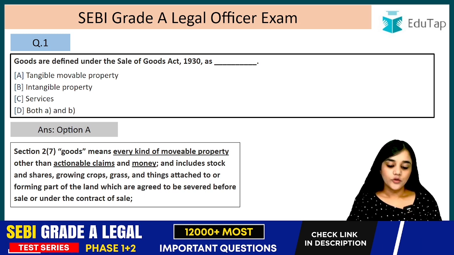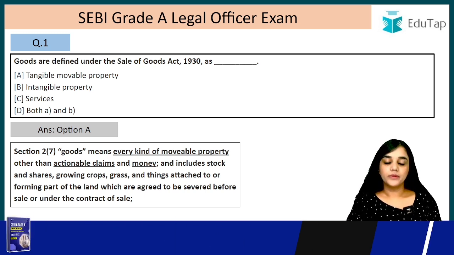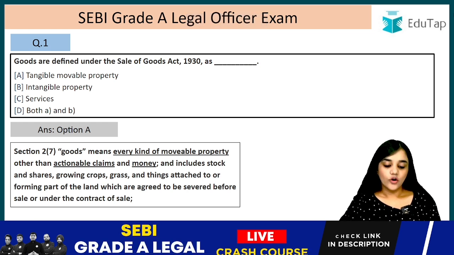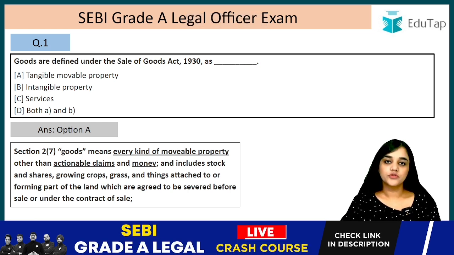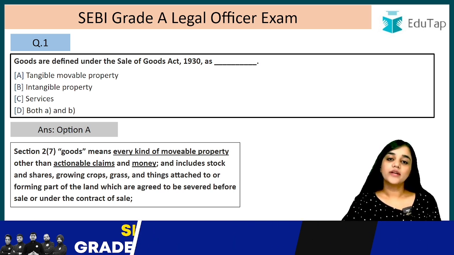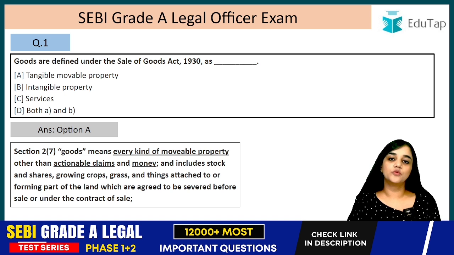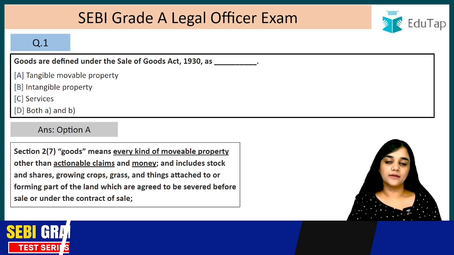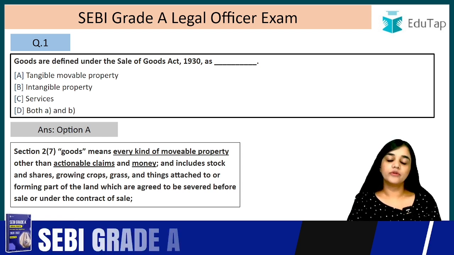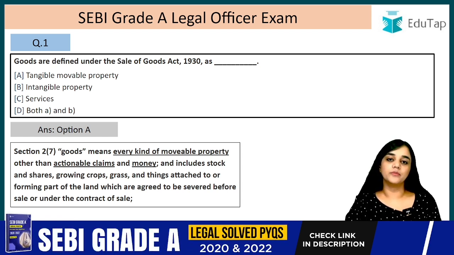So let's start. Goods mean every kind of movable property. So the first and foremost principle is that every movable property is goods, right? So what is movable property? Movable property has not been defined in the Sale of Goods Act, and if it is not defined here, we have to move to the General Clauses Act, right? According to the General Clauses Act, movable property is the property which is not immovable. So every property which is not immovable is movable property.